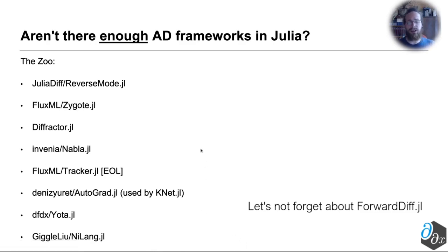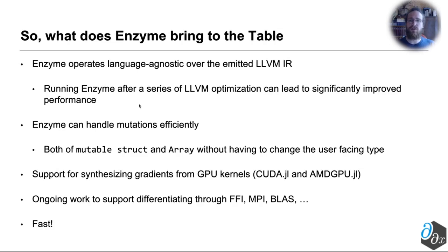So what does Enzyme bring to the table, and why do we want to use it for auto-differentiation in Julia? Well, first of all, Enzyme is language agnostic. Julia is a programming language that emits LLVM IR, and we use LLVM to drive our code gen and optimization. Enzyme operates over that LLVM IR, and it can be part of an optimization pipeline. So I can do some optimizations of my code first, then run Enzyme, synthesize my gradients, and then run additional optimization passes that will then co-jointly optimize the gradient as well as the forward code.